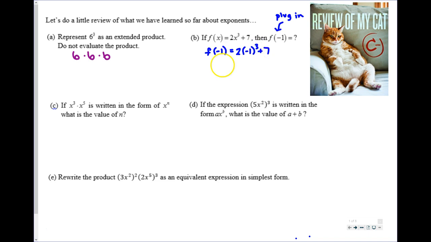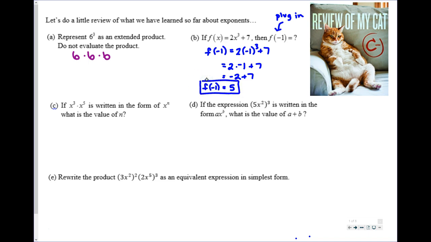Okay, and now I'm going to simplify. Negative 1 to the third power is negative 1. 2 times negative 1 is negative 2. And negative 2 plus 7 is 5. So f of negative 1 equals 5.